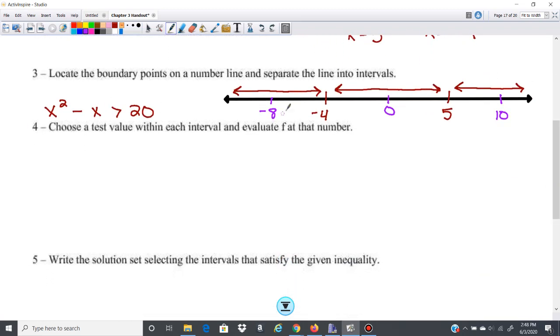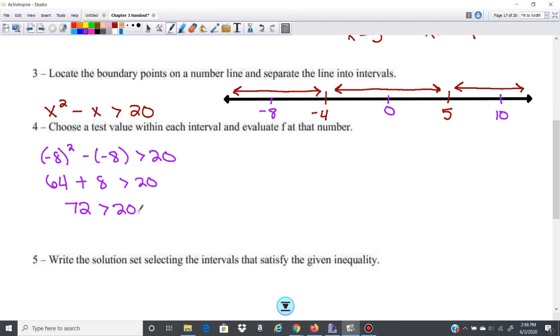First thing I'm going to do is test -8 in this problem here. So I'm going to go (-8) squared minus -8 is greater than 20. (-8) squared gives me +64. This double negative here will give me +8. And 64 plus 8 is 72. I have the statement 72 is greater than 20. That is a true statement, so I accept this interval. So this interval is going to work. One of my solutions is contained within this interval, which is -∞ to -4.